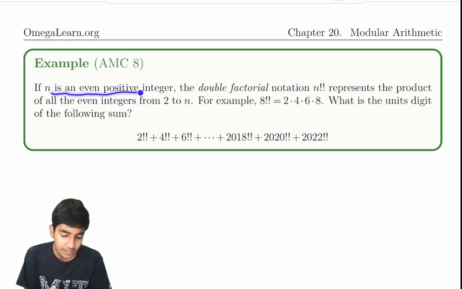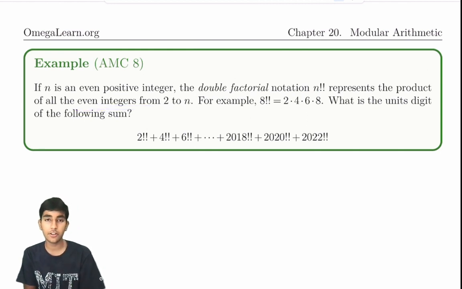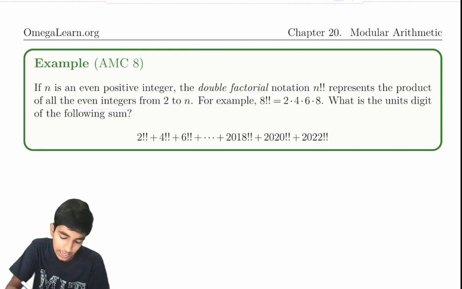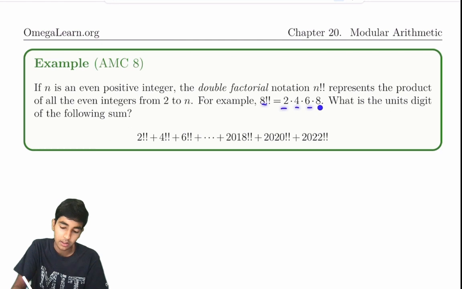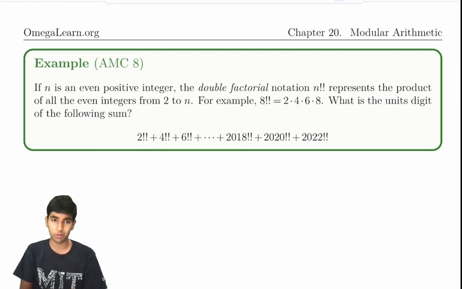If n is a positive even integer, the double factorial notation represents the product of all the even integers from 2 to n. For example, 8 double factorial is 2, 4, 6, 8. What's the unit digit of this giant enormous sum?